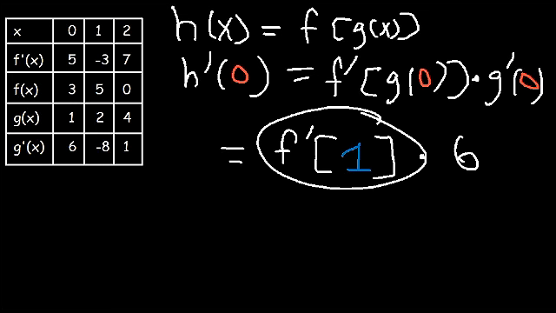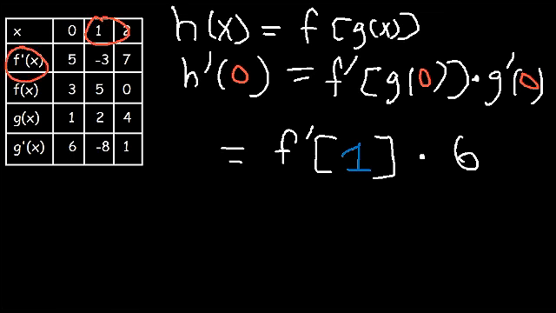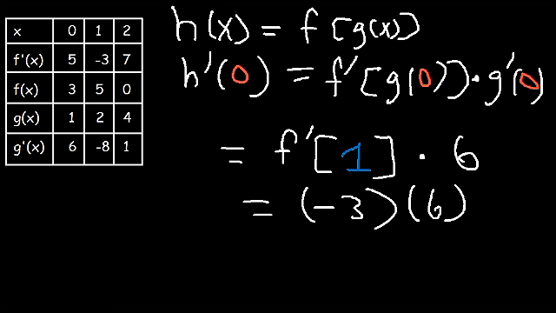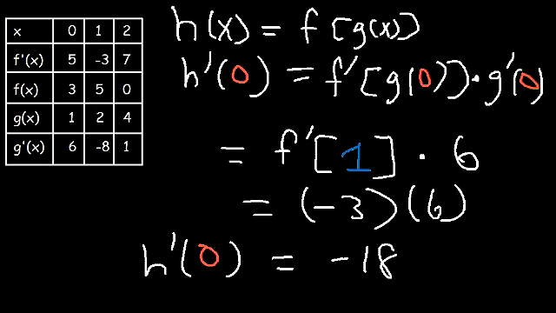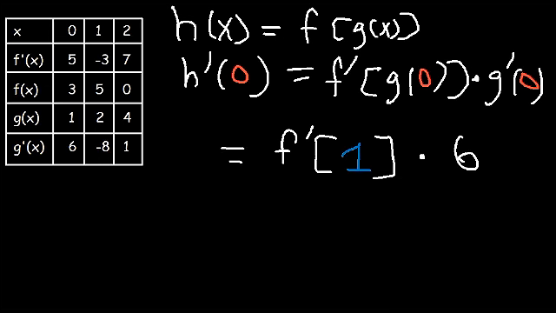Now, what is f prime of 1? So when x is 1, what is the value of f prime? Notice that it's negative 3. So what we now have is negative 3 times 6, which is negative 18. So h prime of 0 is equal to negative 18. So that's how you can evaluate the derivative of a composite function using a data table.